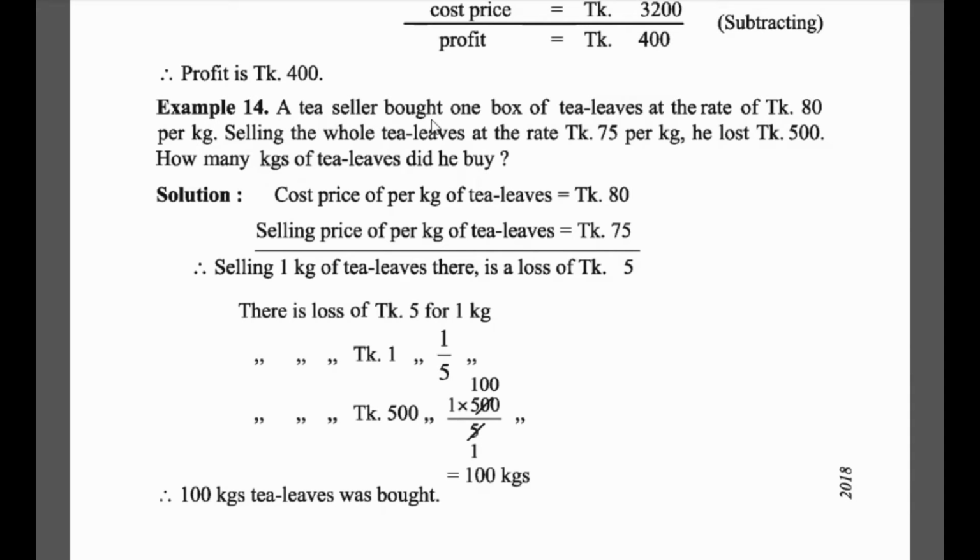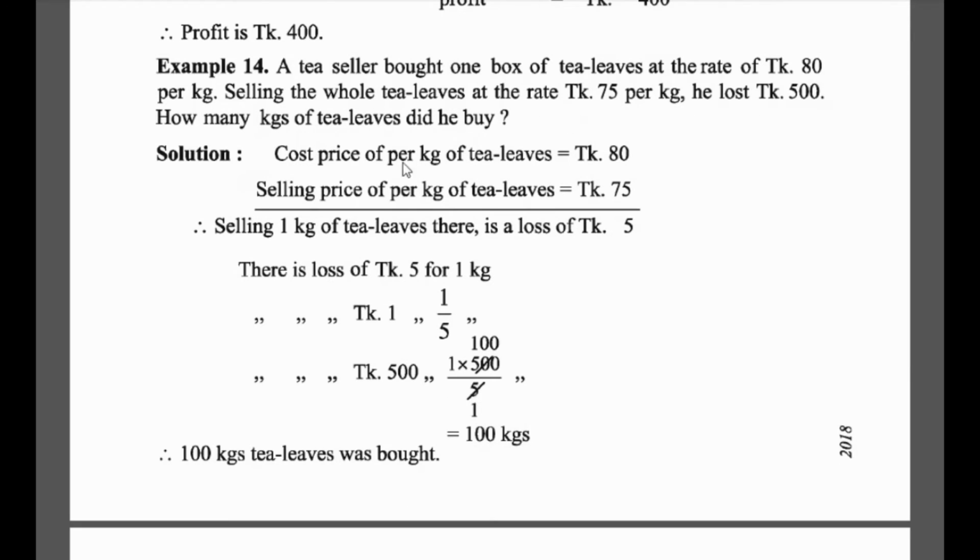A tea seller bought one box of tea leaves at the rate of taka 80 per kg, and sold the whole tea leaves at the rate of taka 75 per kg. By selling the tea leaves at taka 75 per kg, he lost taka 500. The question is, how many kgs of tea leaves did he buy? Now let's look at the solution.